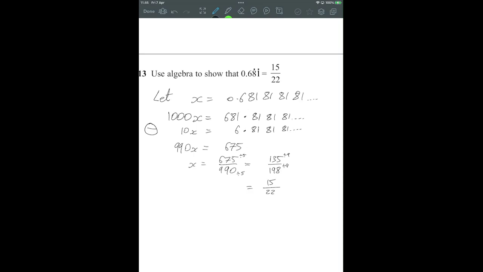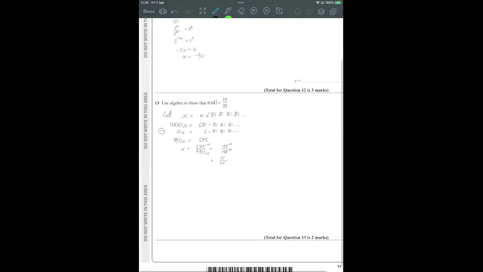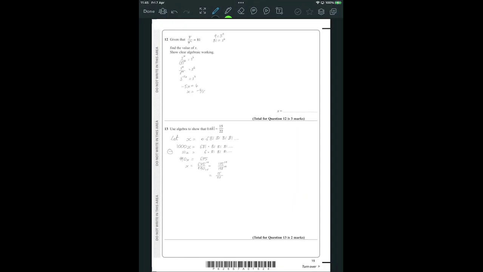Once again, most mark schemes do allow you to go from the 675 over 990 straight to the 15 over 22 by typing it into your calculator. You don't need to do those simplifying steps mentally.